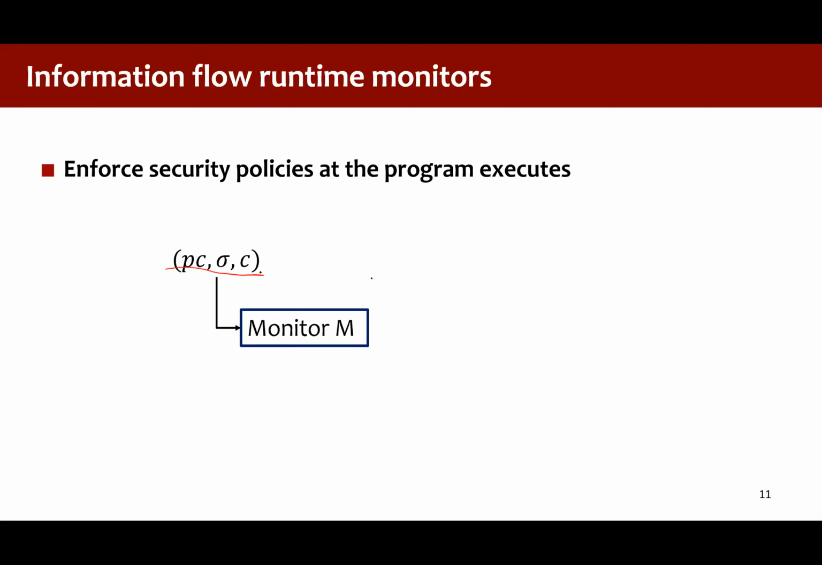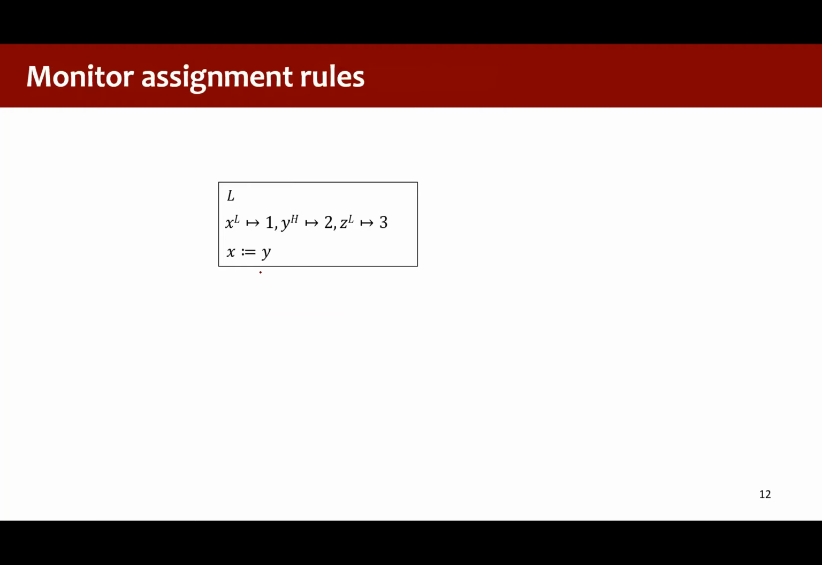Here, I'm just going to say it makes two decisions. One is to say, oh, this is fine, you can step to the next state. Or the monitor says, no, you cannot do this because you're about to leak information, so I'm going to abort. So that's the typical two types of decisions a monitor would be able to make. All right, so that's the high level. Now let's look at the monitoring rules again through examples.